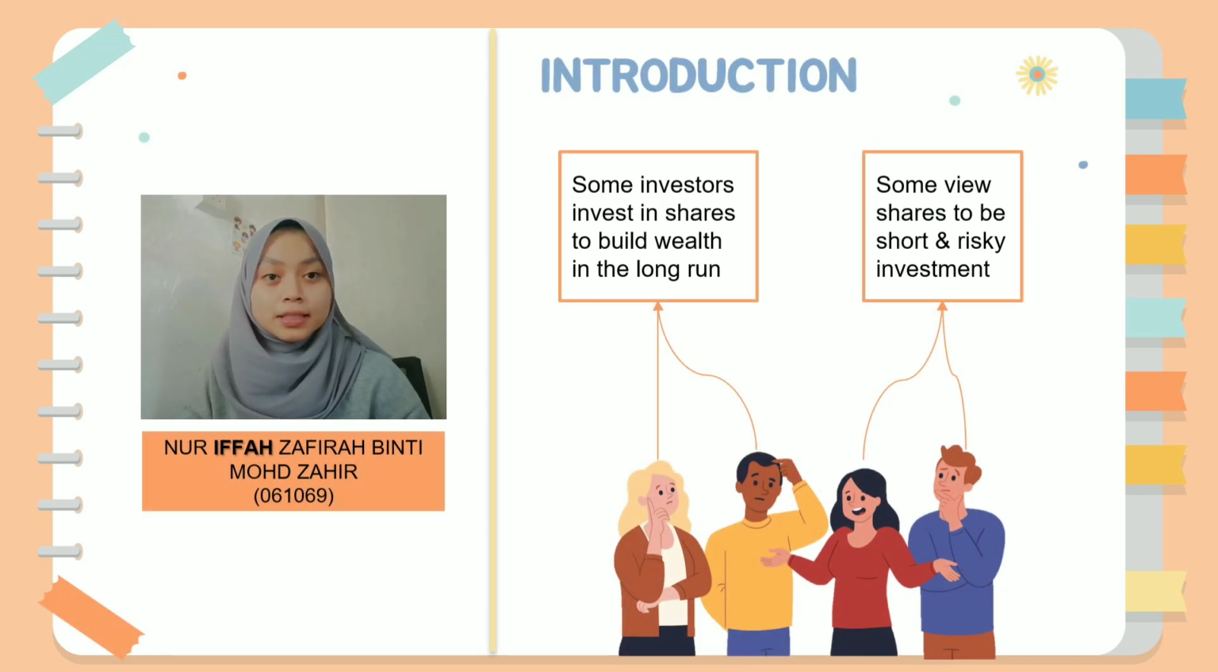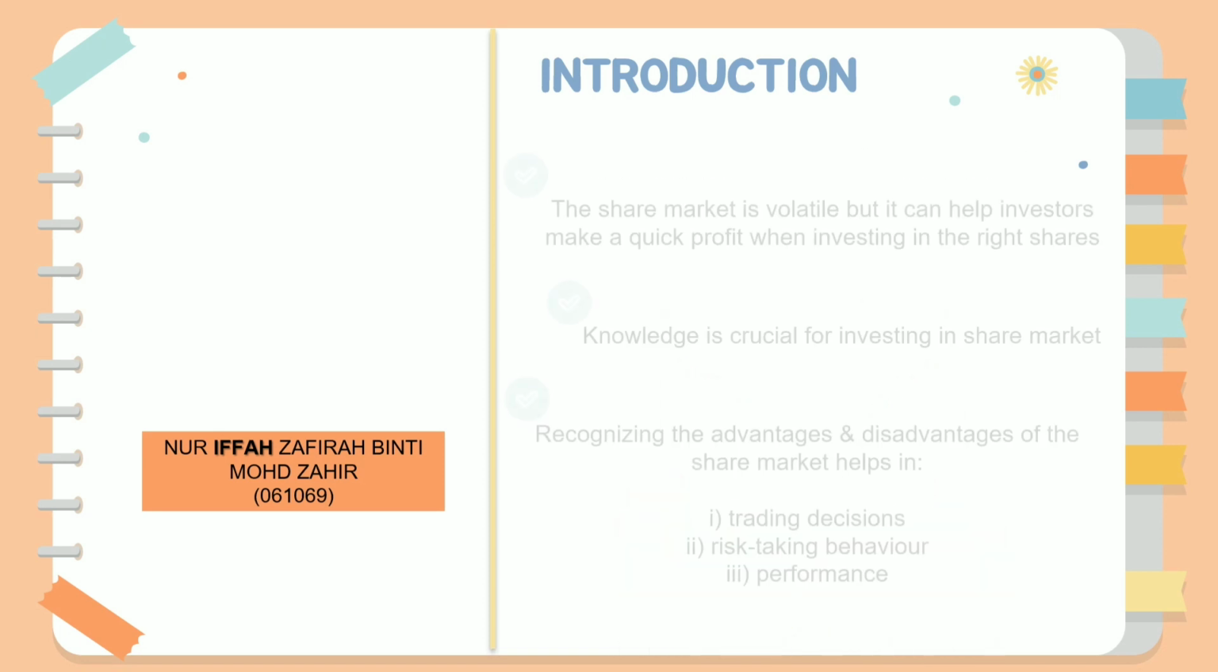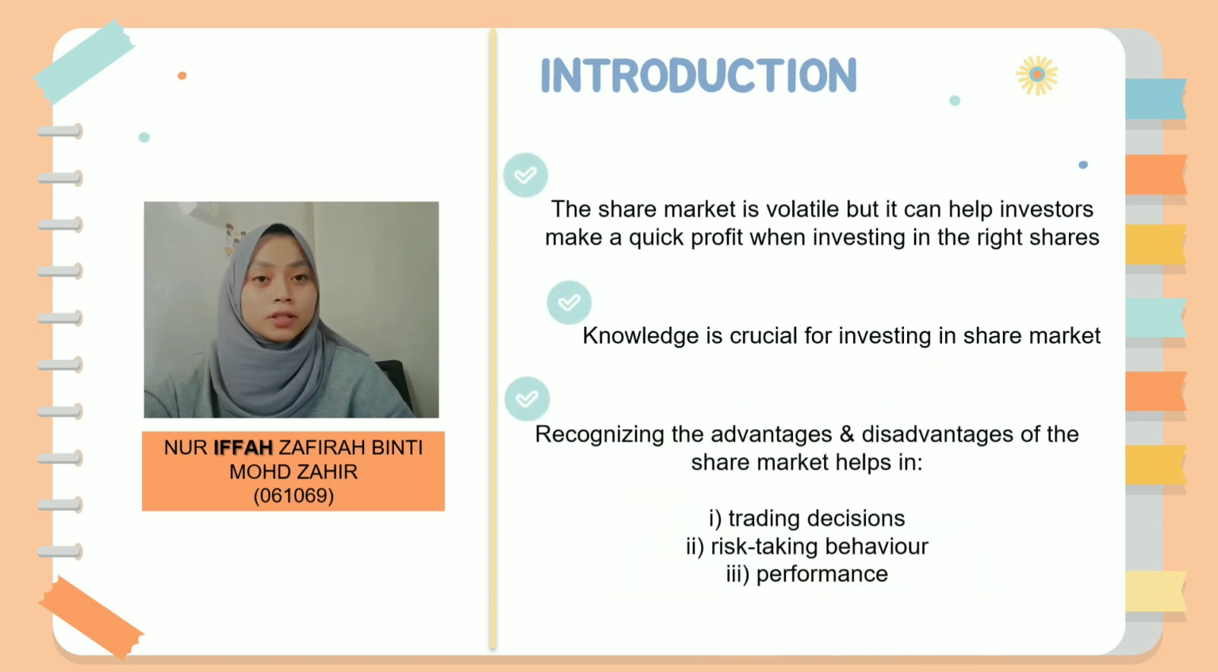The amount of money invested in a company, investors will receive a specified number of shares. Some investors invest in the share market to build wealth in the long run, while some investors view the share market as a short and risky investment. Even though shares can be volatile, they can help investors make a quick profit in a short period of time.